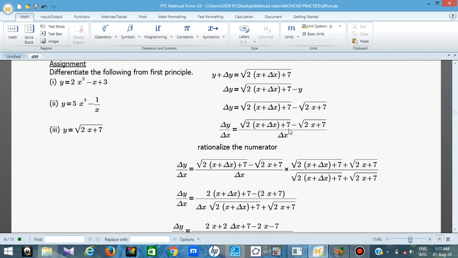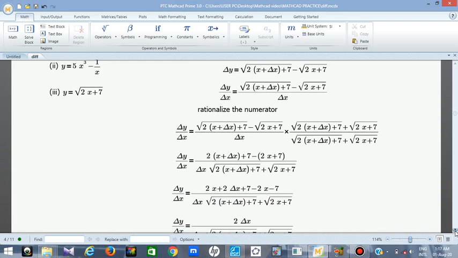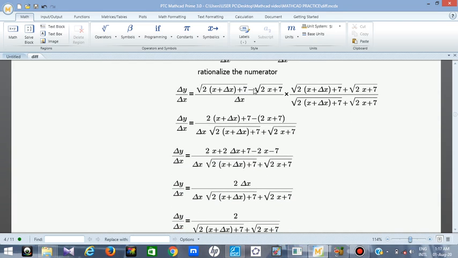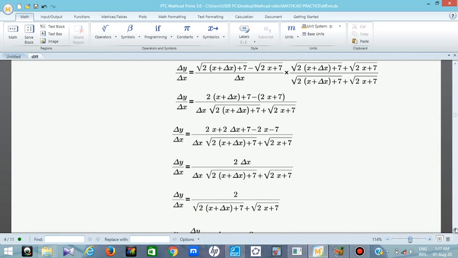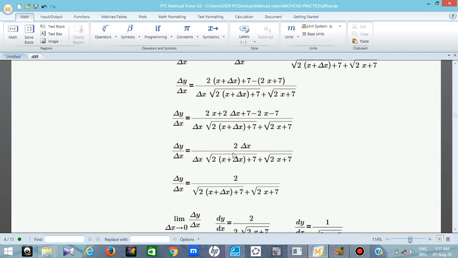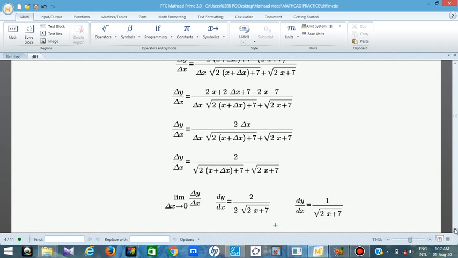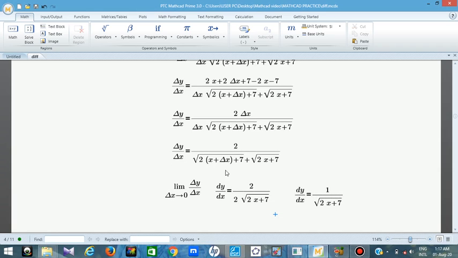Anytime you get to this place in square root differentiation, the next thing is to rationalize the numerator. When you are rationalizing, make sure you take your time to do the expansion. Use difference of two squares for the negative sign. After the expansion, try and simplify further, take like terms, divide what can divide, and you will end up here. Then the next thing is to get the limit when delta x is 0, which is 2x plus 7 in the bracket, and will now give us 2 root 2x plus 7. When 2 cancels 2, we are left with this. So this is the answer to that question.